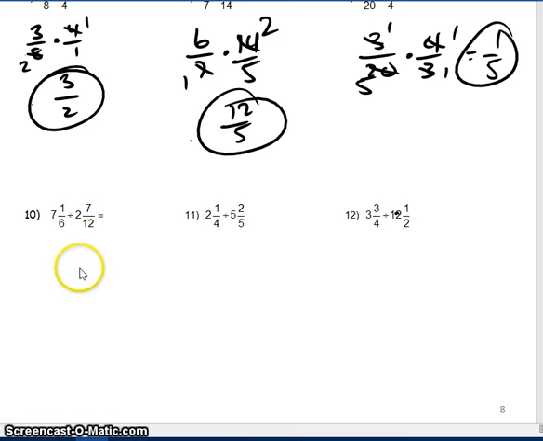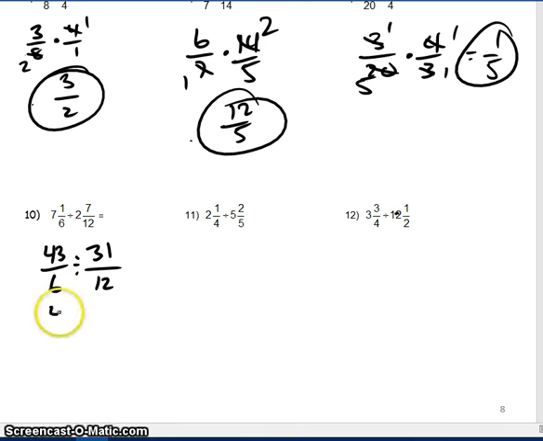Okay, so now we've got our mixed numbers. What we need first is improper fractions. So 6 times 7, 42, plus 1, 43, so it is 43/6, divided by 12 times 2, 24, 24 plus 7, 31. So we got 31/12. So we've got our improper fractions now.